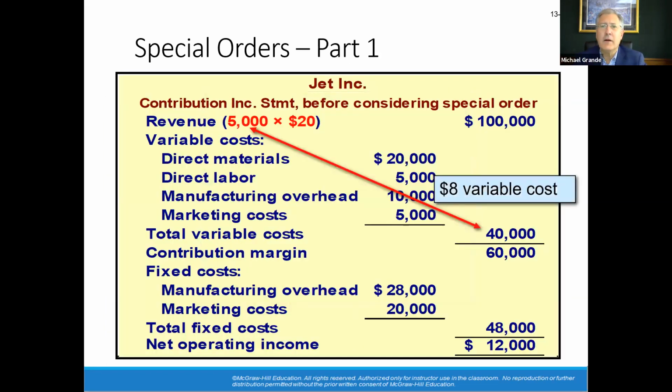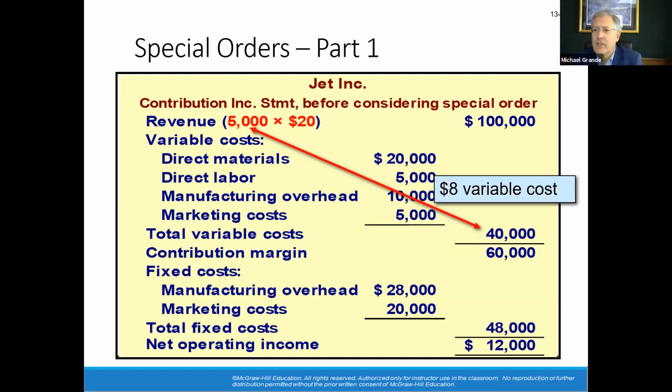So this is where the company stands right now, without the special order. As we said in the previous slide, they're currently selling 5,000 units at $20 a unit, got $100,000 of revenue. And you can see they have their variable costs, direct materials, direct labor, variable overhead, and variable marketing costs, which total $40,000 or $8 per unit, which is the $40,000 of total variable cost divided by the 5,000 units.